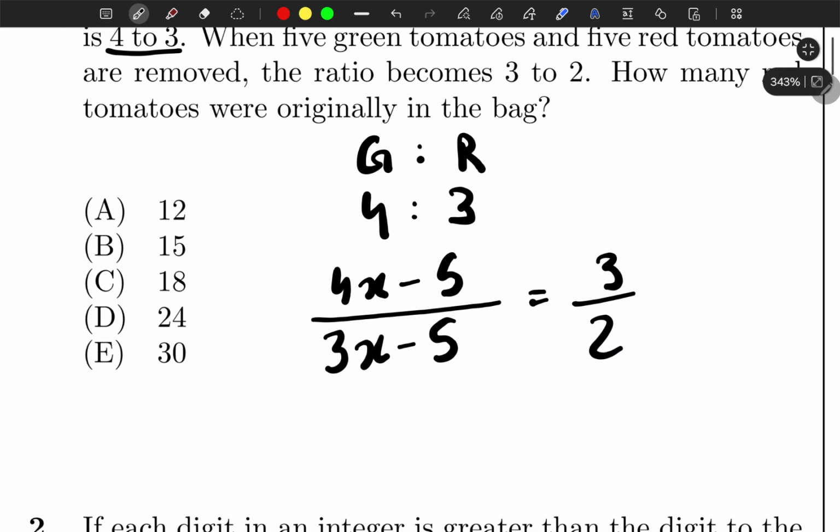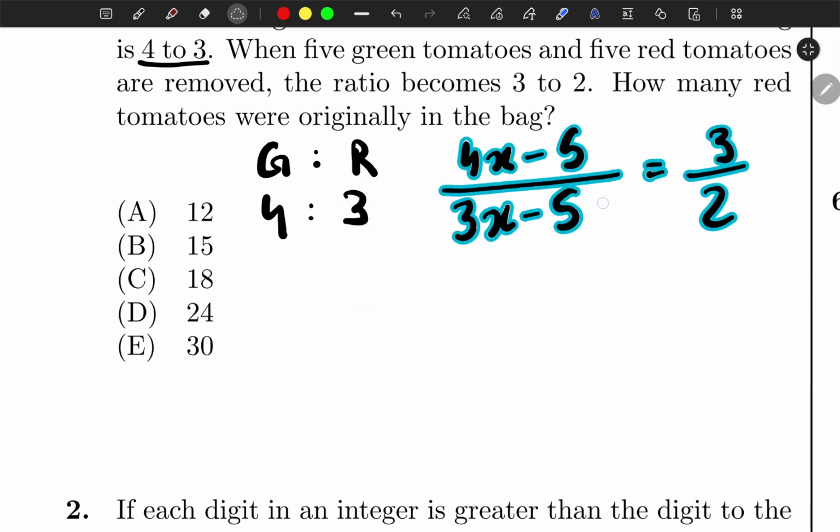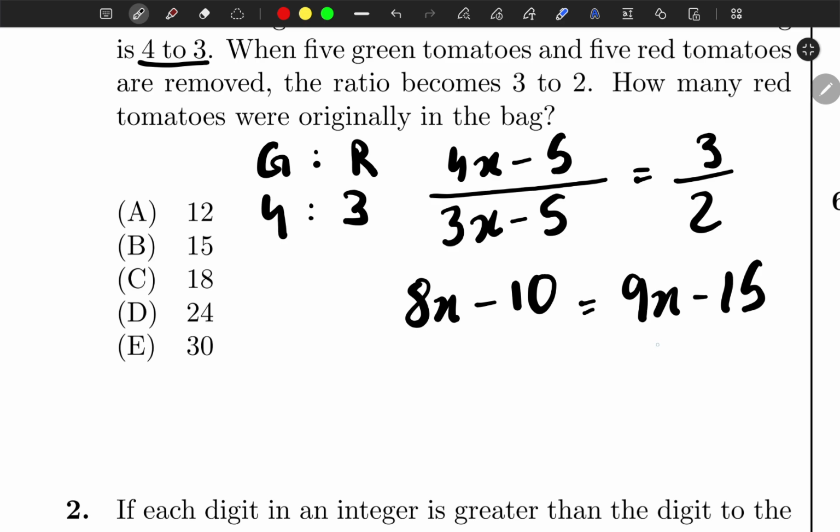Now all we have to do is cross multiply and solve this to get our answer. So we'll just cross multiply. That's going to give us 8x minus 10 equivalent to 9x minus 15. After that we can add 15 on the other side. You're going to get 5 over here, and we'll take this subtract over there. So the answer of x is going to be 5.